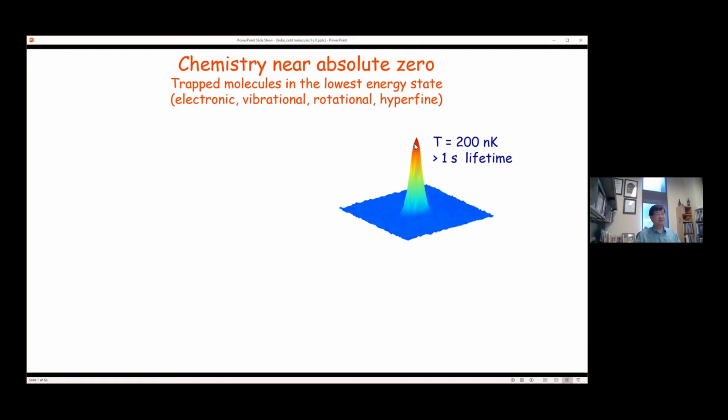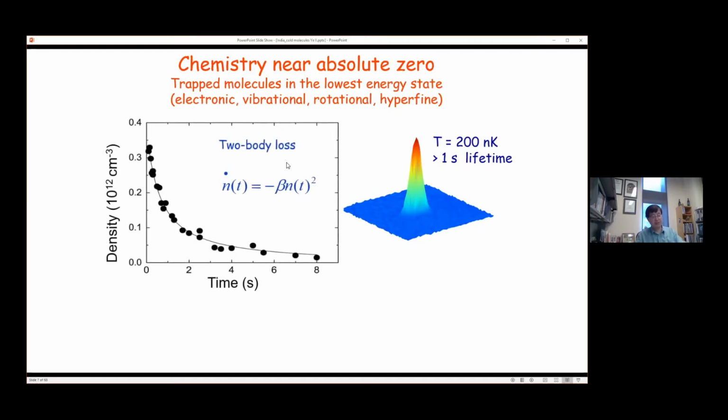Nothing is forever, but nevertheless, you expect to have a really long lifetime, just like the atoms living in your optical dipole traps, right? It turns out the answer is no. It turns out there's chemistry going on near absolute 0. How did we know that? You can look at the density of the molecules confined in the optical trap, and you end up discovering the so-called two-body loss process, where the density of the molecules, if you take a time derivative, is a minus, which indicates loss, a rate coefficient beta times the density squared, meaning there's a two-body loss process. As you wait longer, the density decays down, and the form of the decay follows the product of the density times the density itself. So this is the so-called two-body loss rate.